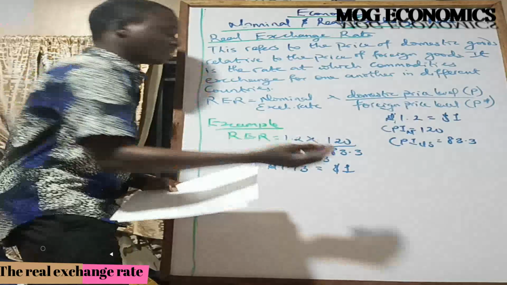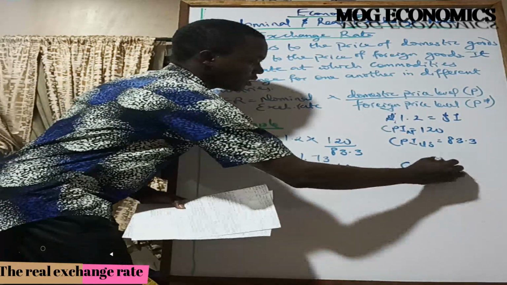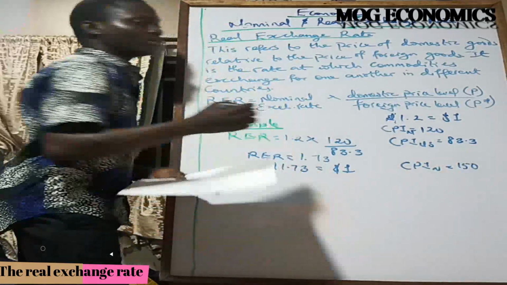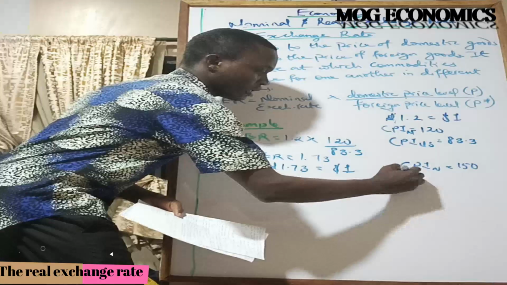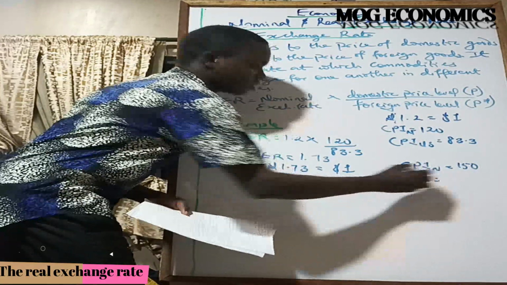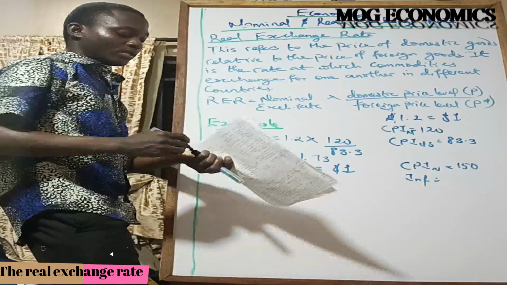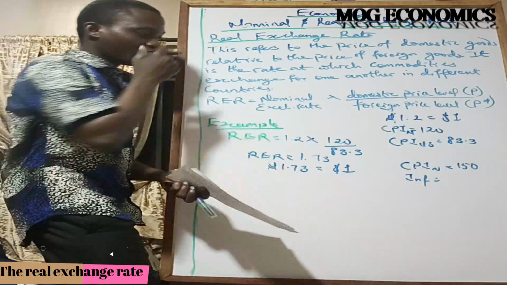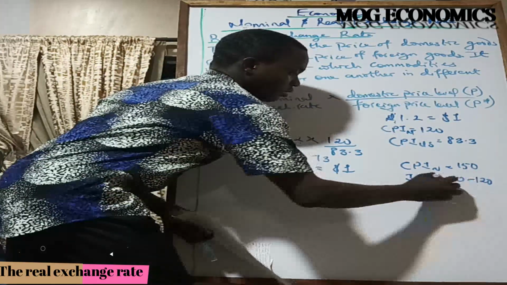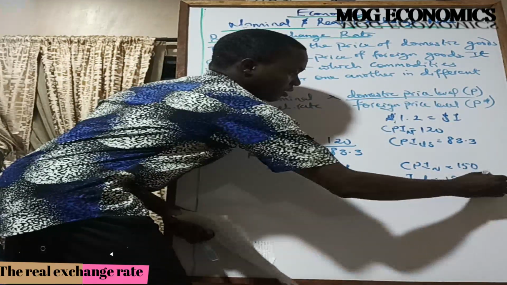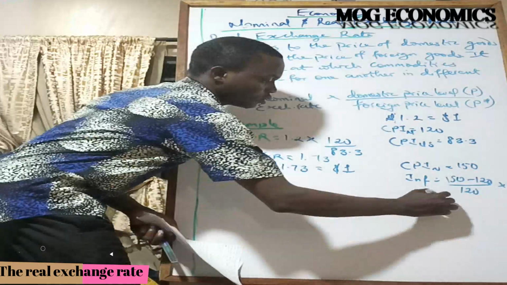So let's say there was a situation where the CPI of Nigeria is now equal to 150. Basically, this is saying that there is inflation in Nigeria. If you want to calculate the inflation rate, from your previous classes in economics, that will be the percentage change in the CPI. So that's 150 minus 120 over 120 times 100 over 1, and the inflation rate is going to be 25%.